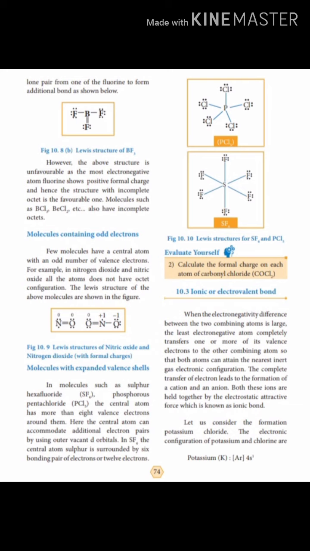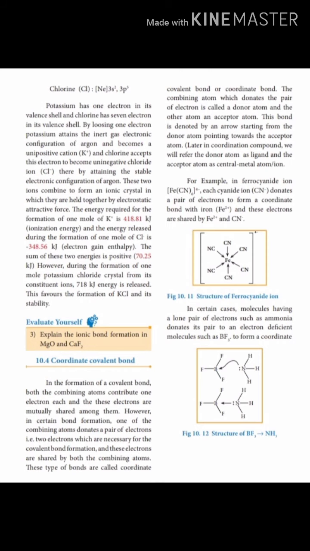Lewis structures for ionic or electrovalent bond. When the electronegativity difference between two combining atoms is large, the less electronegative atom completely transfers one or more of its valence electrons to the other combining atom so that both atoms can attain the nearest inert gas electronic configuration. The complete transfer of electrons leads to the formation of a cation and an anion. Both these ions are held together by the electrostatic attractive force, which is known as an ionic bond.